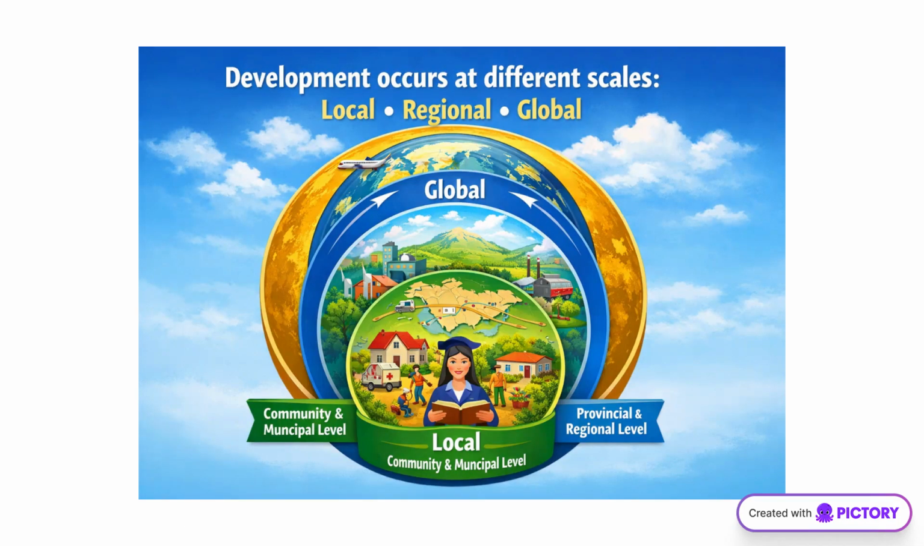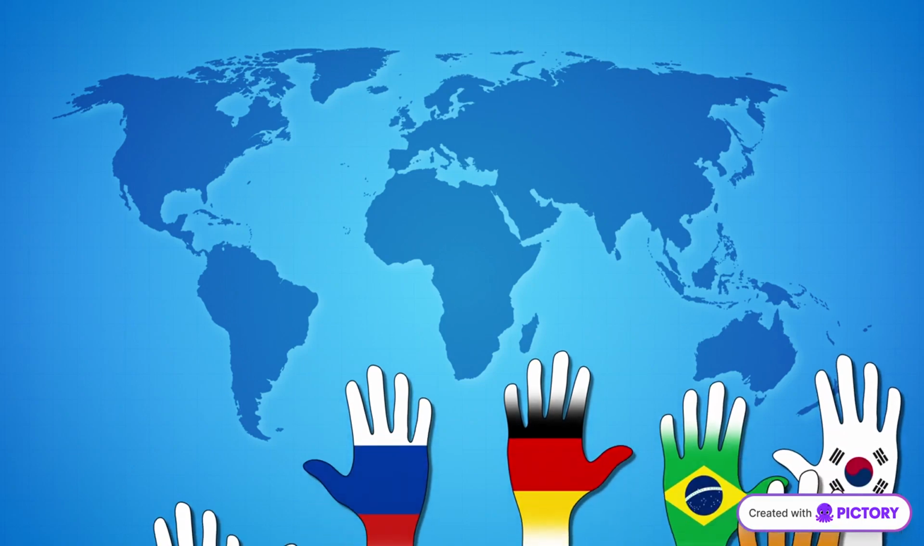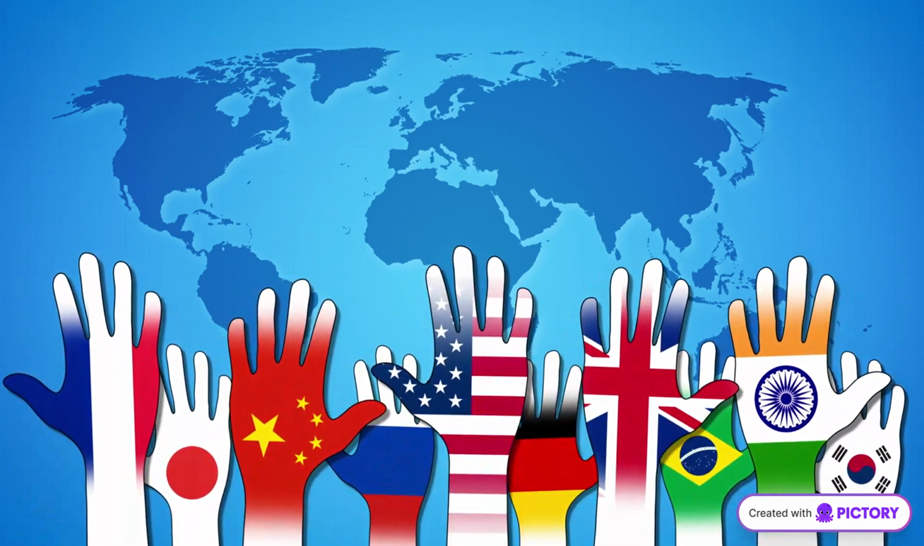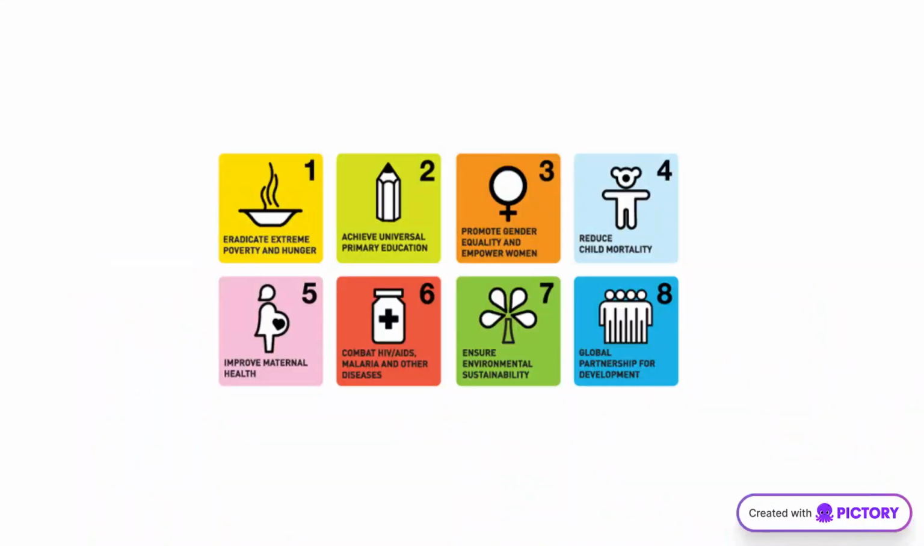The appropriate scale of development can be local, regional, and global. Local development may involve municipality projects. Regional development concerns provinces or groups of countries like SADC or BRICS. Global development includes worldwide goals, such as the Millennium Development Goals.